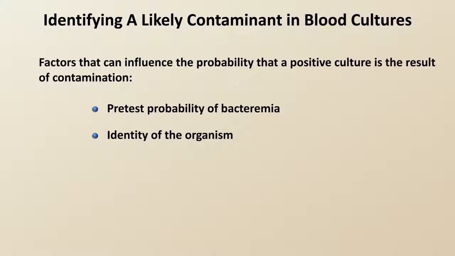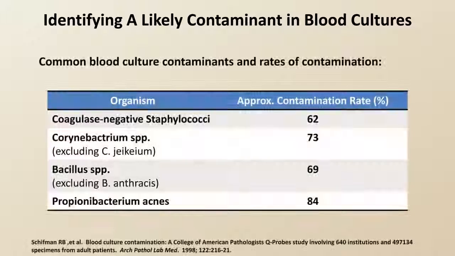A massive study of blood culture contamination at 640 different institutions identified these as the most common contaminants. Coag-negative staph was felt to be a contaminant 62% of the time. Corynebacterium species, also known as diphtheroids, were a contaminant 73% of the time. Bacillus species, excluding anthrax, and Propionibacterium acnes were also commonly contaminants.